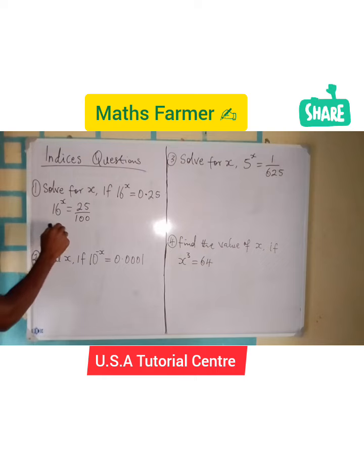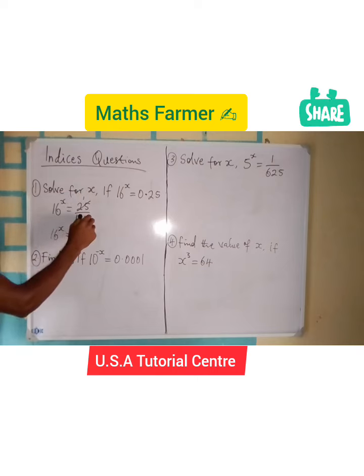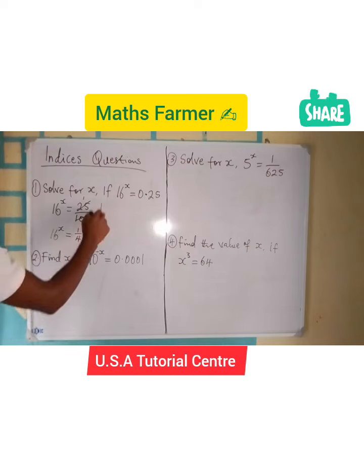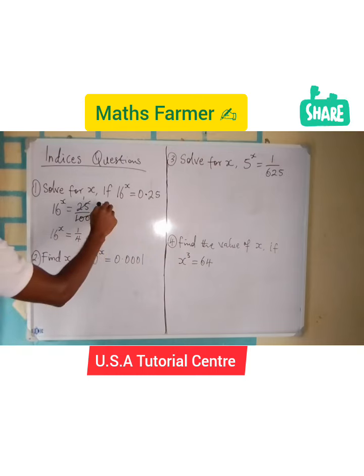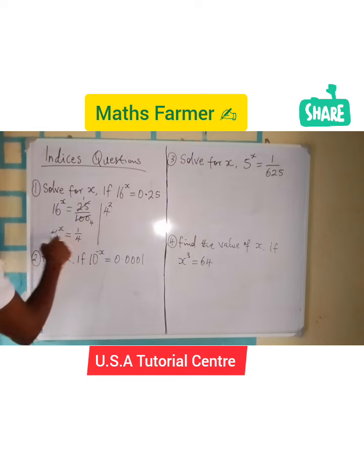So 16 raised to the power of x is equal to 25 over 100. 25 can divide itself to get 1, and 25 goes into 100 four times. So what we now have is 1 over 4. Now let me finish it up here. 4 raised to the power of 2 is the same thing as 16.